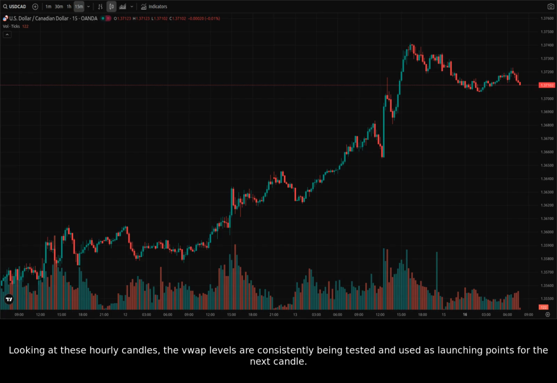Looking at these hourly candles, the VWAP levels are consistently being tested and used as launching points for the next candle. Traders should look for hourly closes above 1.3720 to confirm that the bullish momentum is sustainable for a swing trade. A failure to hold 1.3700 on an hourly basis would likely signal a fakeout, leading to a quick retracement toward the 1.3680 support.